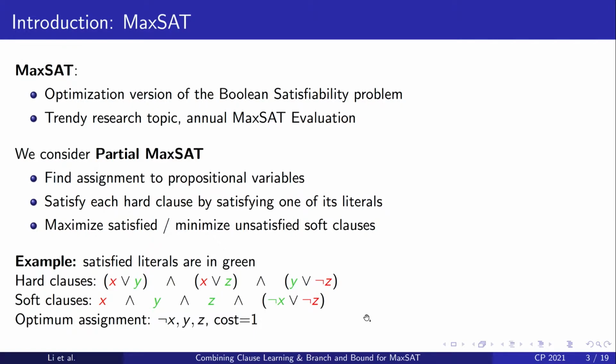A possible solution for this formula is this one. We assign x to false, y to true, and z to true. We can observe that all the hard clauses are satisfied because there is one true literal in every clause, and there is just one soft clause that is falsified, this one here, because it has no literal that is true. And since there is one soft clause that is falsified, the cost is 1. This is in fact an optimal solution for this formula.